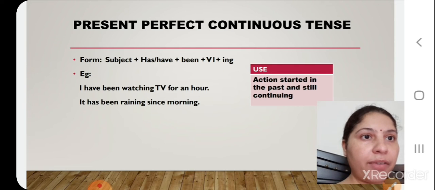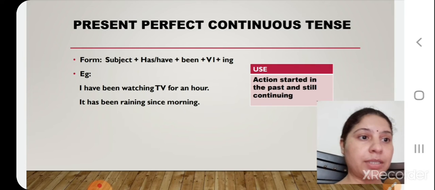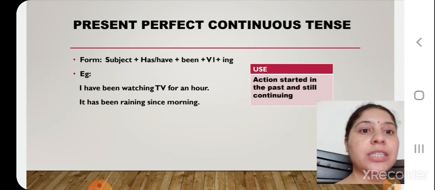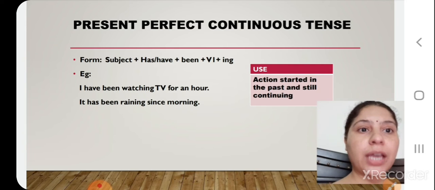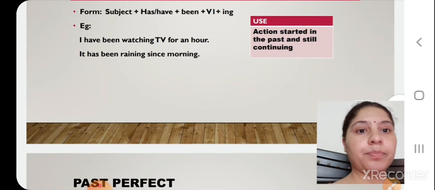So present perfect continuous tense and present continuous tense, I hope they are clear to you and you know the difference between the two. In perfect continuous tense, we tell for how much time that activity has been done and or when that activity started.